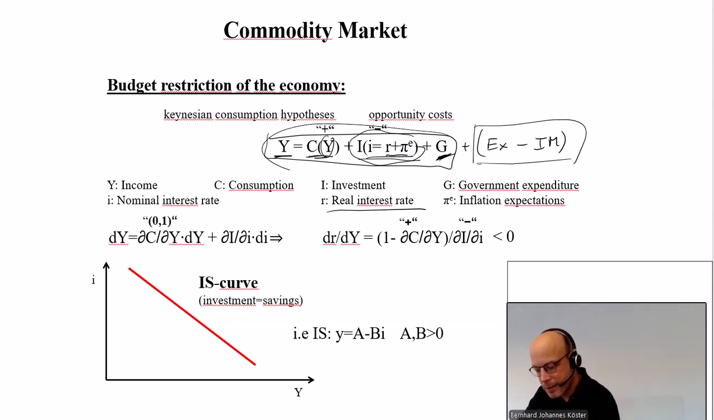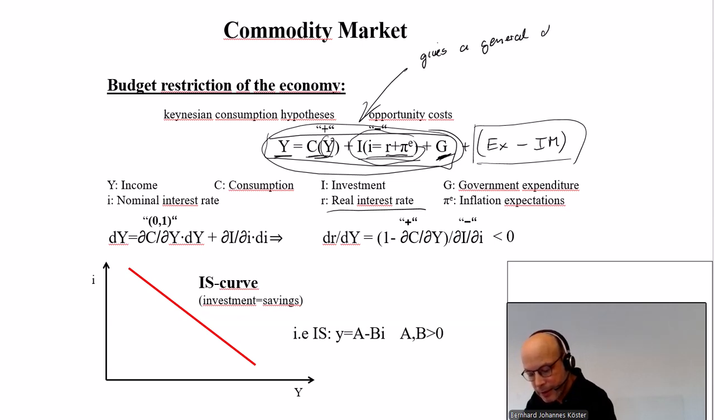And this equates from the demand side approach overall income. So this functional form gives us a general dependence between income y and interest rates.